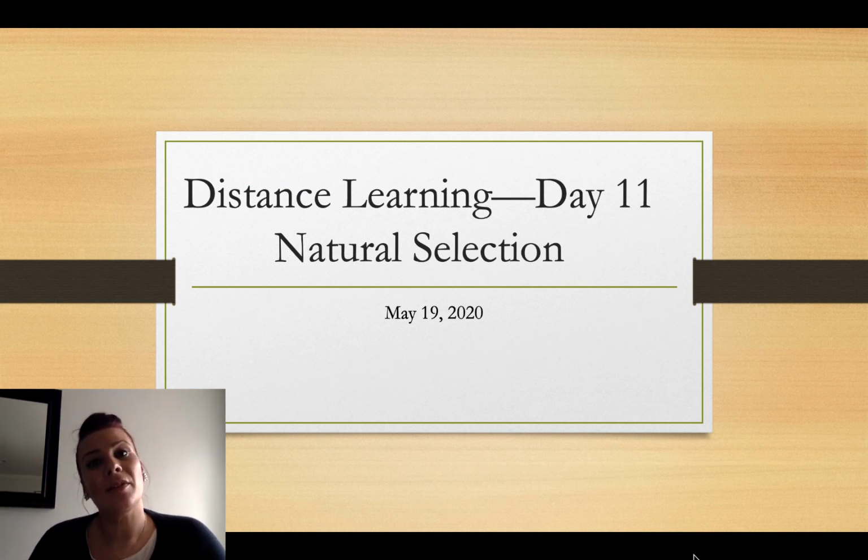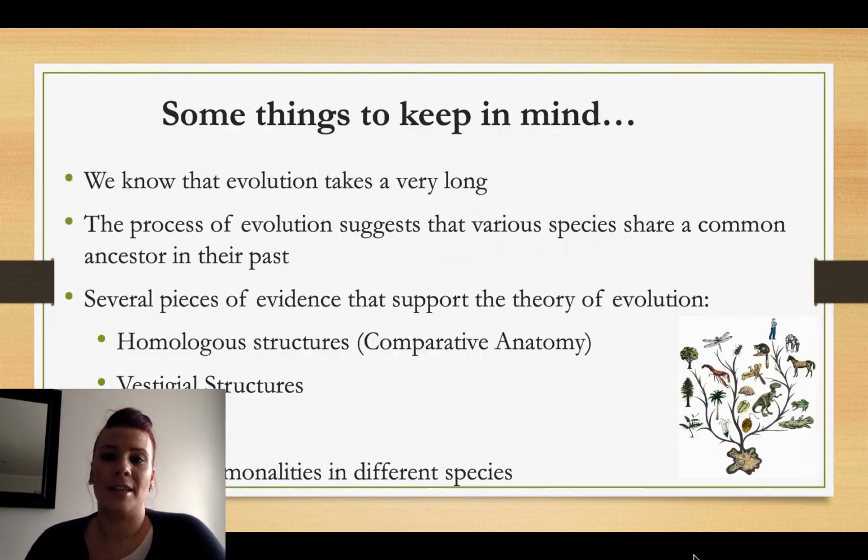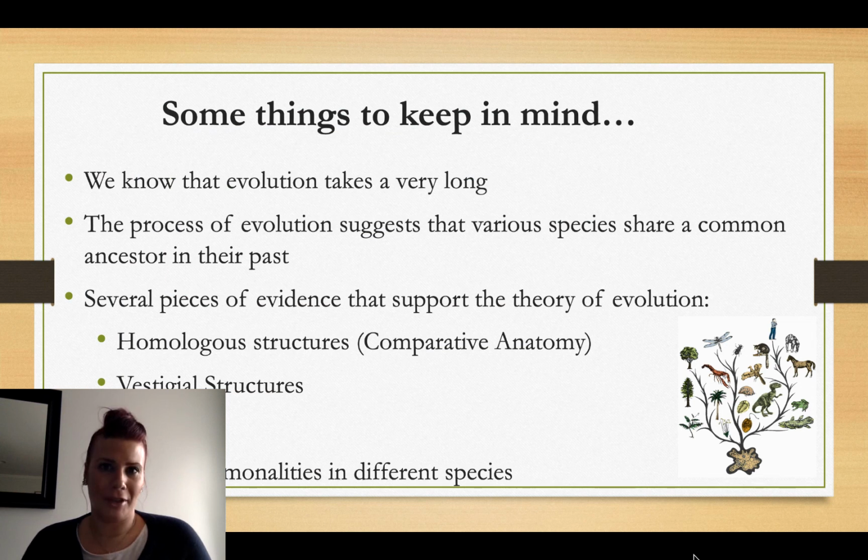I know you talked about evolution before you headed off to break, but we're going to talk about how this process takes place. A few things to keep in mind: in general, evolution takes a very, very long time. It's a really long process, and it suggests that ancestors in the past were once related. So there's a common ancestor between all living organisms that at one point existed.